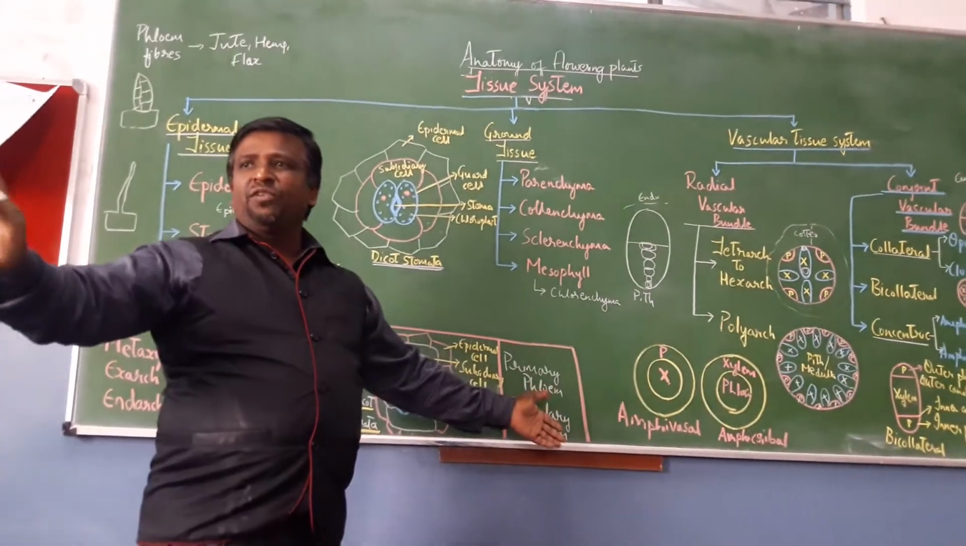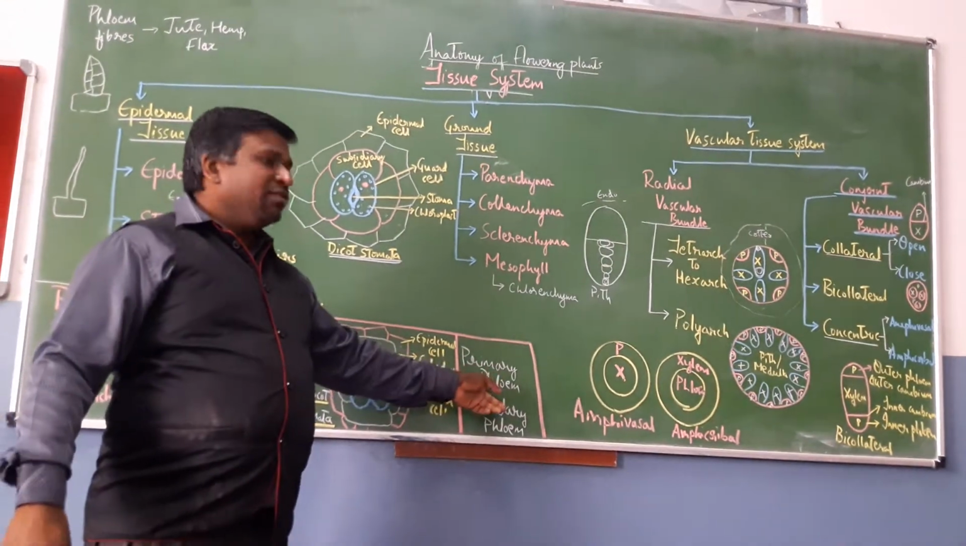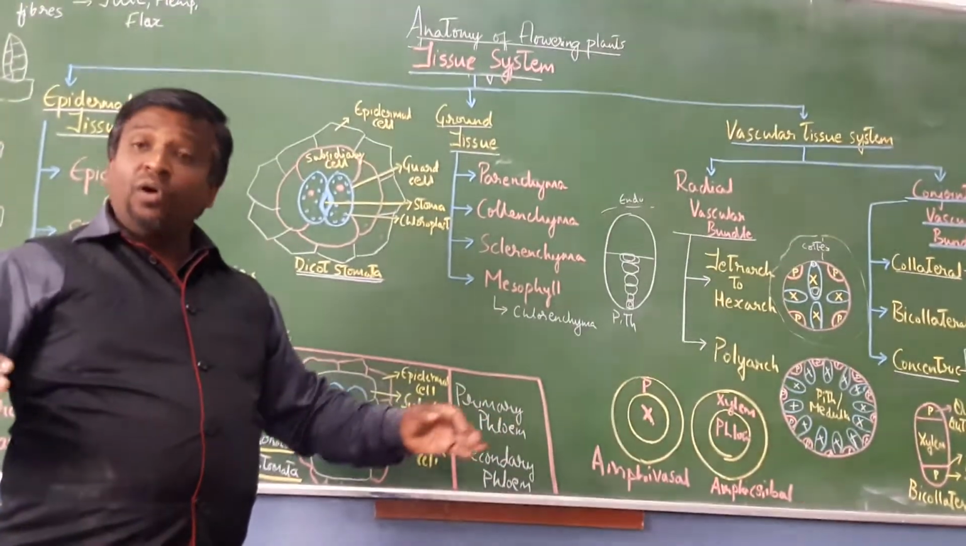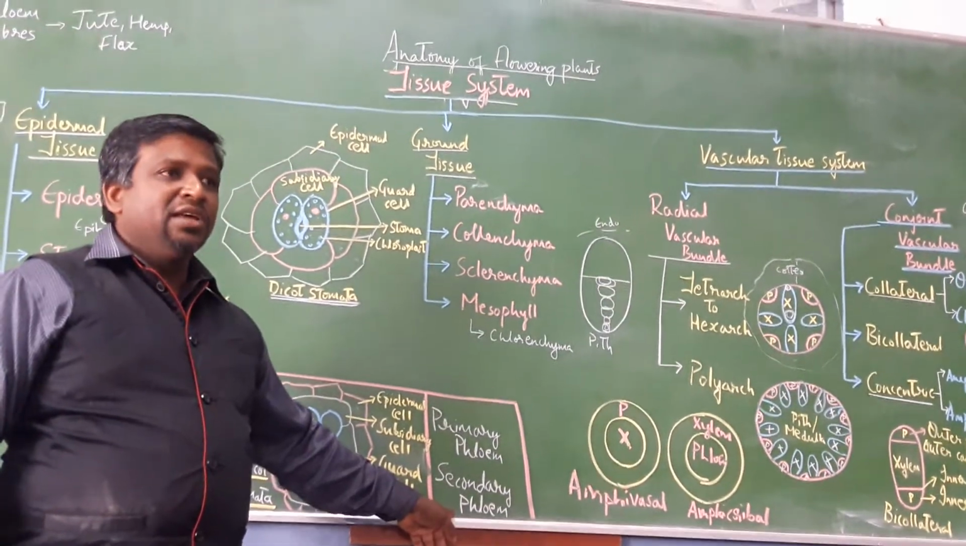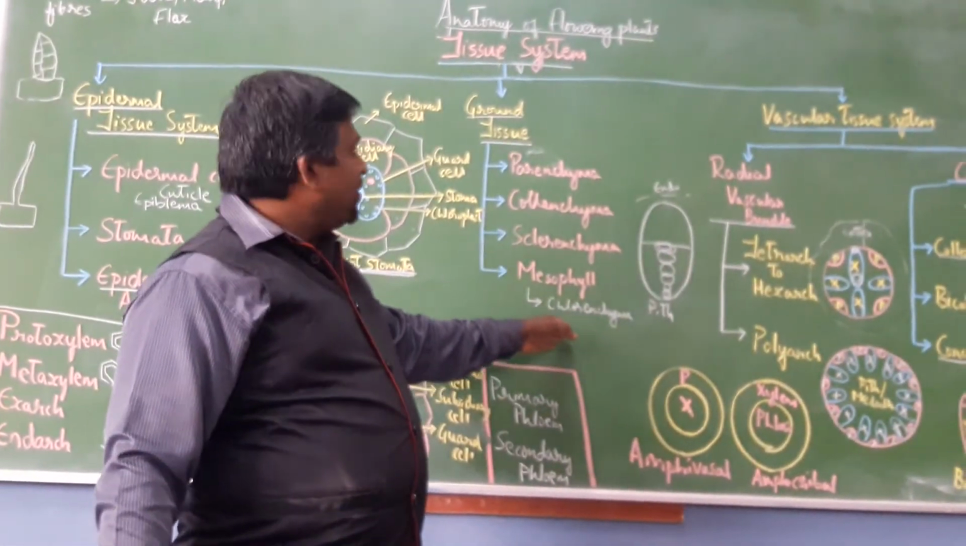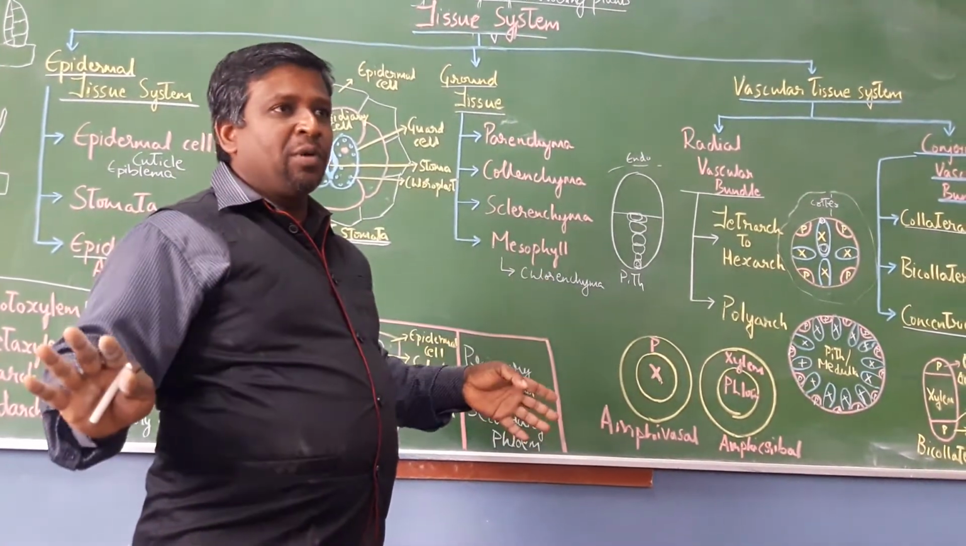Primary phloem, secondary phloem, you know the definition. Phloem which is present before secondary growth, we call it primary phloem. Phloem which is formed after secondary growth, we call it secondary phloem. So mesophyll will be having chlorenchymatous tissue. The ground tissue, we have already studied.